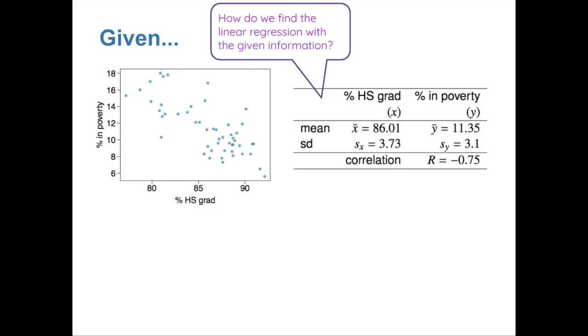So let's say the given information was provided to us from the last lesson in this table. How can I find that linear regression formula that was provided in lesson 8.1? How do I get that if I'm given the mean and standard deviation for the percent of high school graduates and the percent in poverty? Let's say our X variable is the high school graduates, and the percent in poverty is the Y variable. Notice our correlation is negative, so we should have a negative slope here.